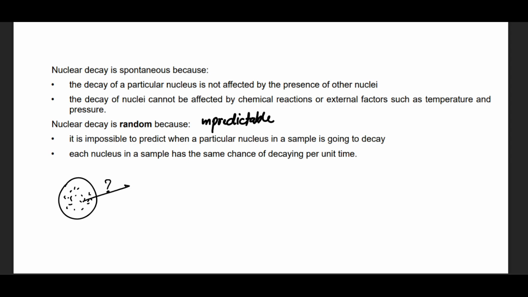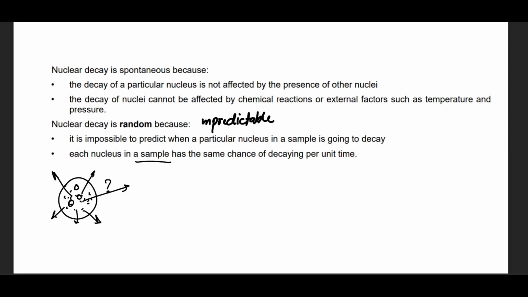And in which direction will they release radiation? Alpha, beta, gamma, whatever that is, it is not known. Again, this is unpredictability. Each nucleus has the same chance. The second point, any one of them could decay. We can't predict which one is going to decay. So this is randomness of the nuclear decay.